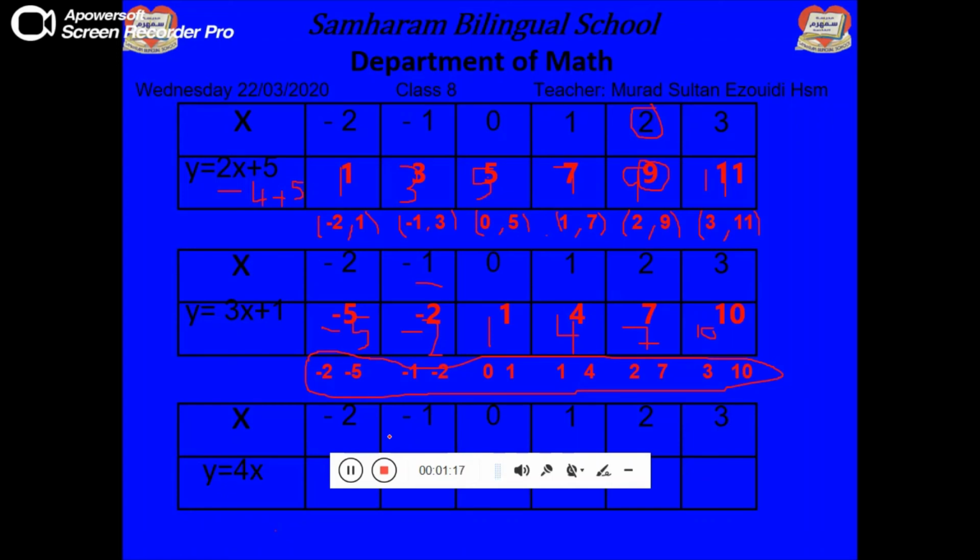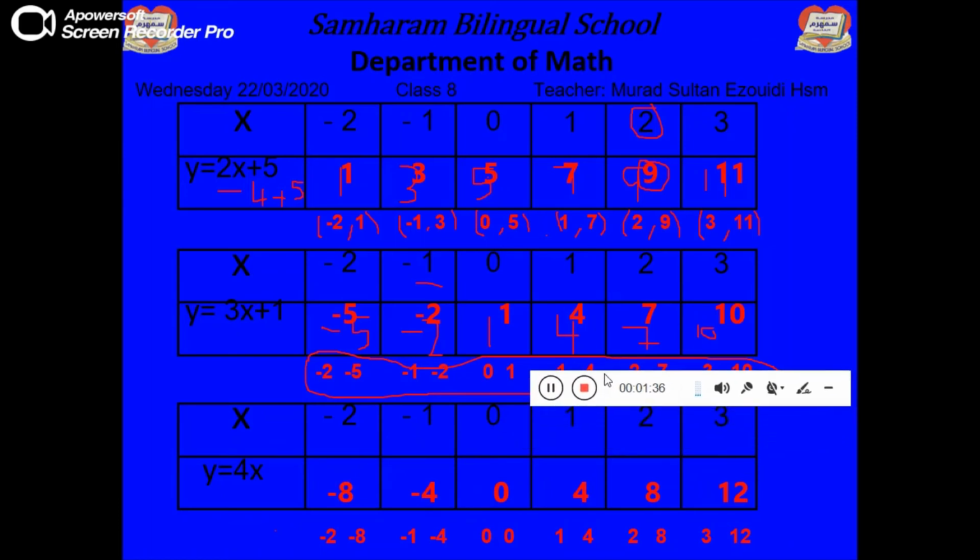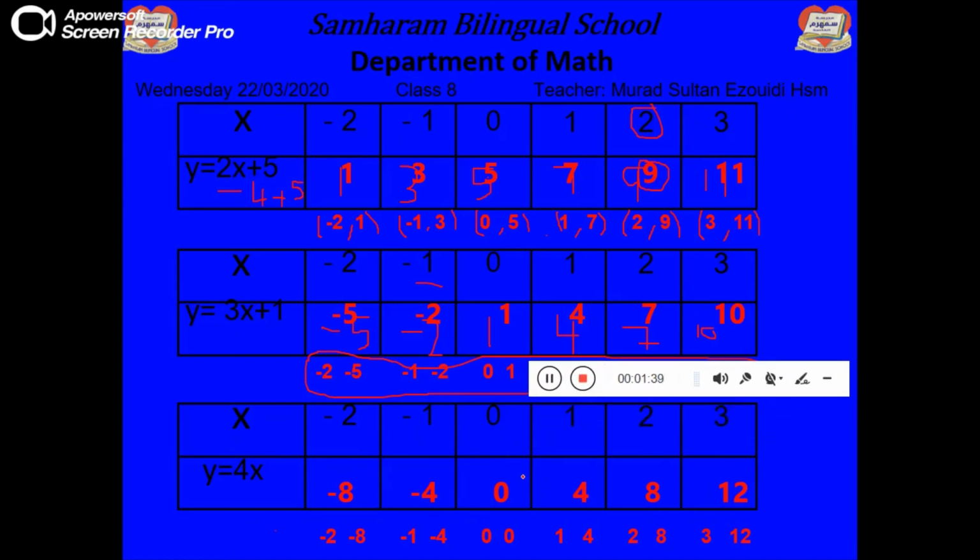y equals 4x, and x equals -2. So 4 multiplied by -2 is -8. Good boy. Then 4 multiplied by -1 is -4. Then 4 multiplied by 0 is 0. And the next one, my kids, when x equals 1, 4 multiplied by 1 is 4, and so on. Now we have finished the first homework.